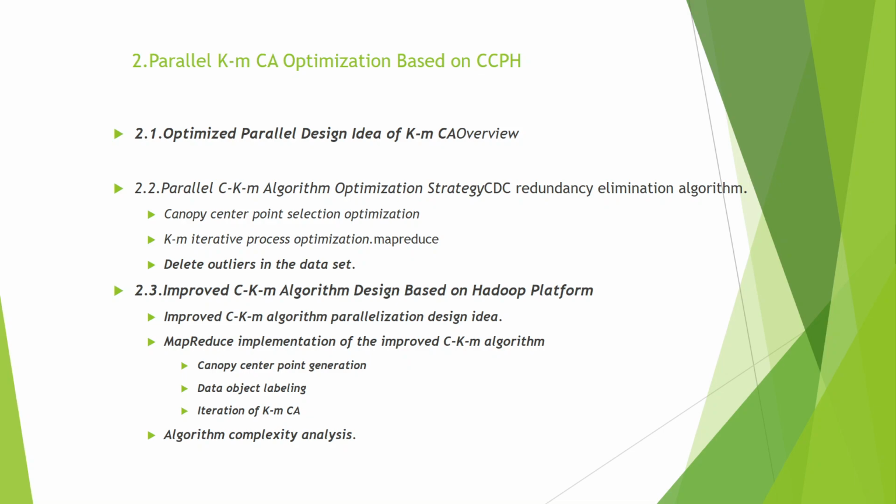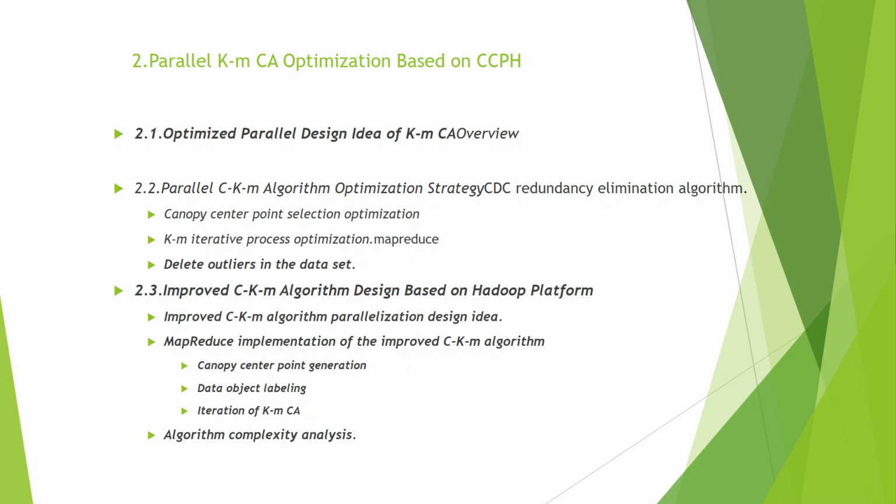The number of clusters K is the number of all Canopy clusters, minus the number of isolated Canopy clusters. The initial clustering center of the KM algorithm is the center point of the remaining Canopy clusters, so that a more accurate initial cluster center and K value of the number of clusters are obtained, which makes up for the deficiency of the KM algorithm. Improved CKM algorithm design based on Hadoop platform.